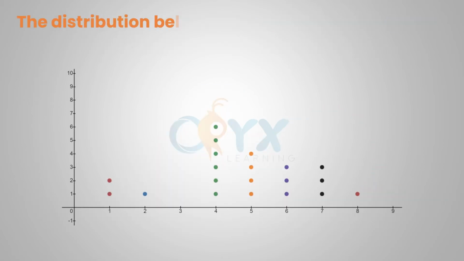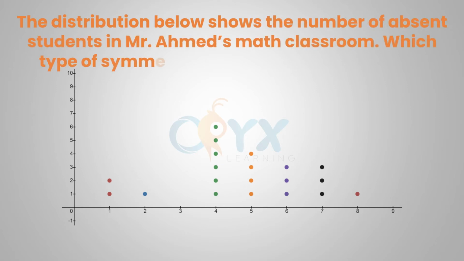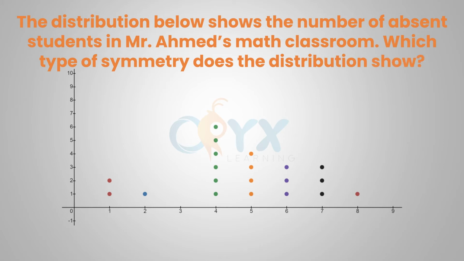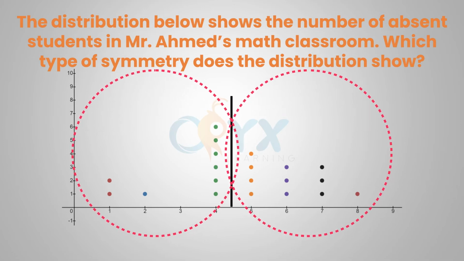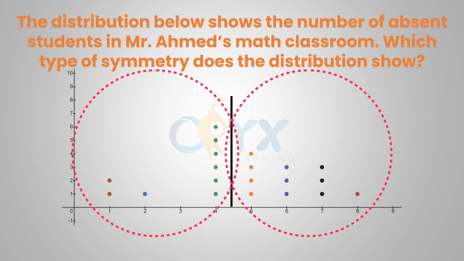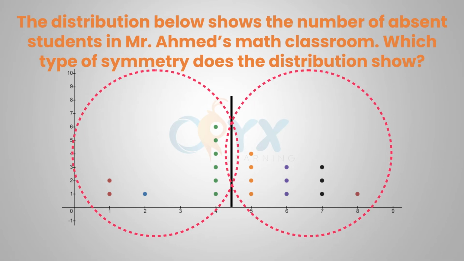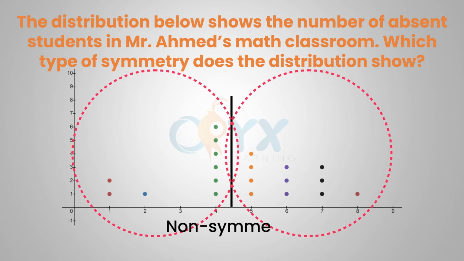The distribution below shows the number of absent students in Mr. Ahmed's math classroom. Which type of symmetry does the distribution show? If we put a line down through the middle of the distribution and compare the left side of the distribution to the right side of the distribution, we can see that the left side is not the same as the right side. If the left side of the distribution is not the same as the right side, then it is a non-symmetric distribution.